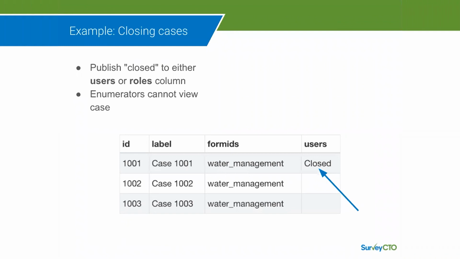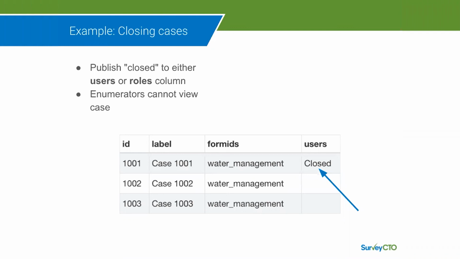You can also publish to the roles column. If the user's username is listed in the users column, but the roles column has a different user role, then the case will still be hidden from them. And of course, you can publish other fields to the form as well.